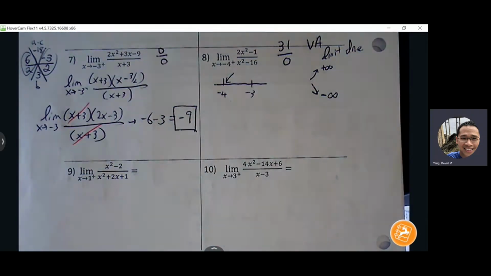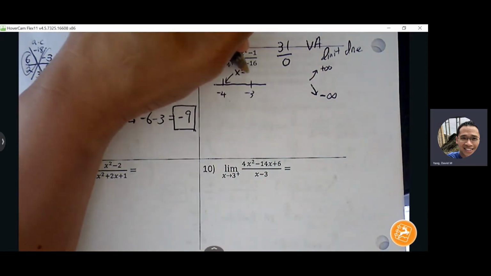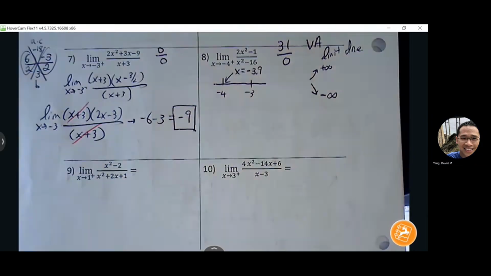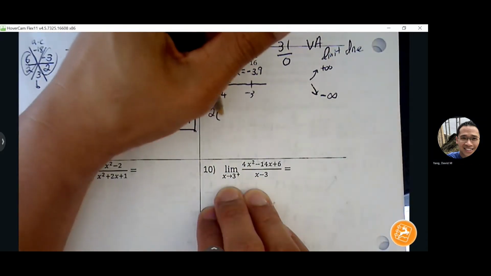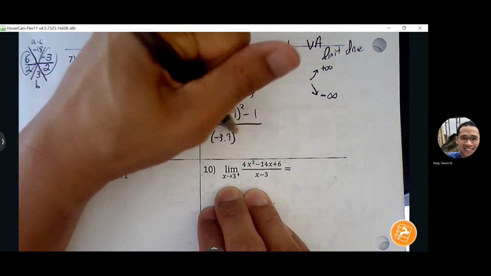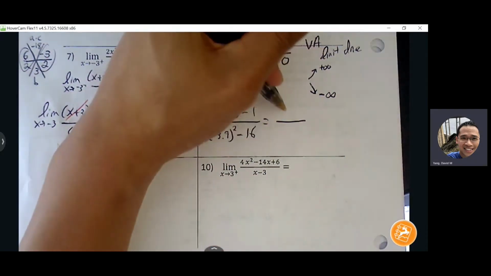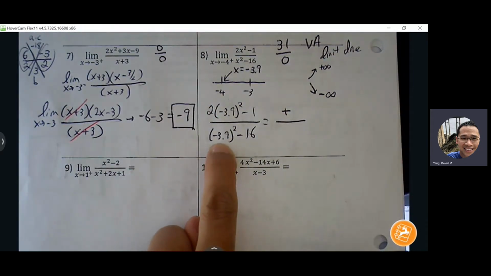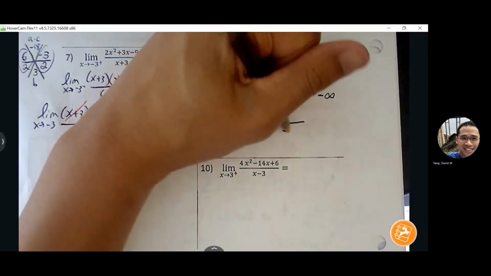Got to choose a value slightly to the right of -4. So what's a good number to test? Negative 3.9. Yep. Slightly to the right of -4. Okay, so numerator, pretty easy to spot. That's going to be a positive value. Now the denominator, maybe you don't know what -3.9 squared is, but you know 4 squared is 16. So 3.9 squared is going to be what? A little bit less than 16. So a number less than 16, minus 16, will be negative.